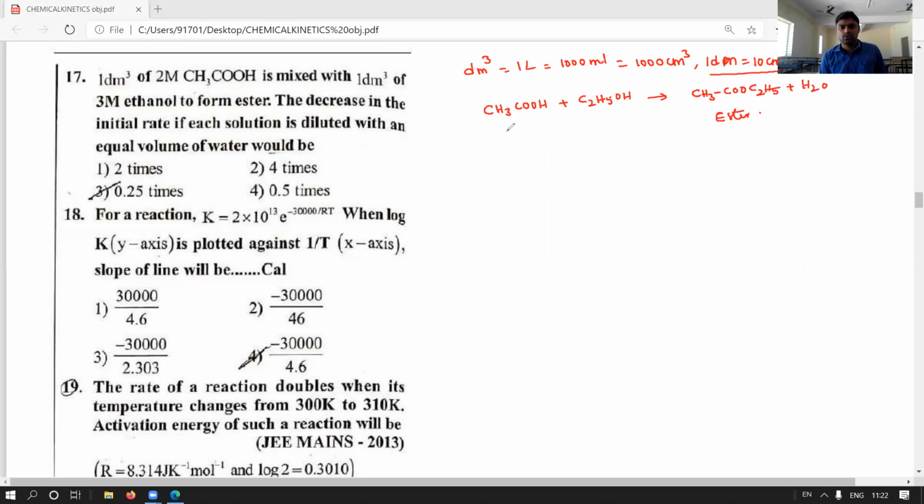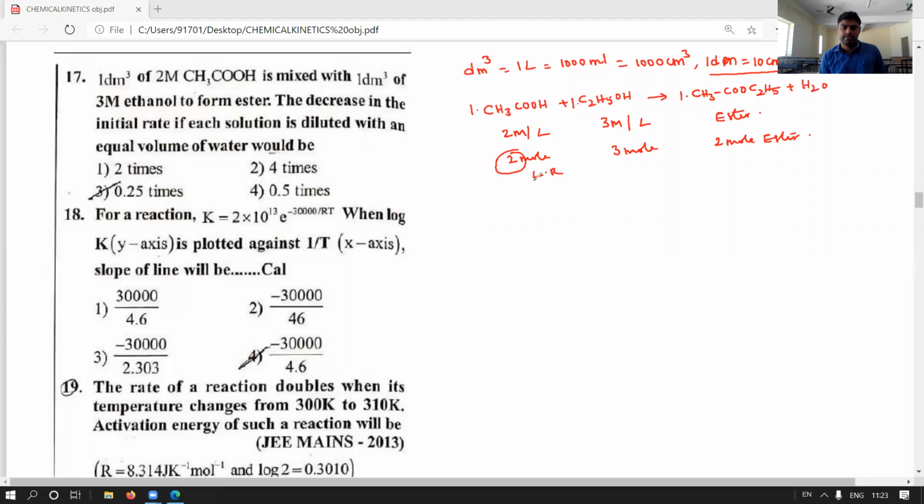Its concentration is 2 molar, its concentration is 3 molar, and in 1 liter solution there are 2 moles and 3 moles present. But the product is according to the stoichiometric relation: 1 mole of acetic acid and 1 mole of ethyl alcohol form 1 mole of ester. Then it is the limiting reagent, LR. According to that LR, how many moles of product will form? 2 moles of ester will form. Okay, let's see.